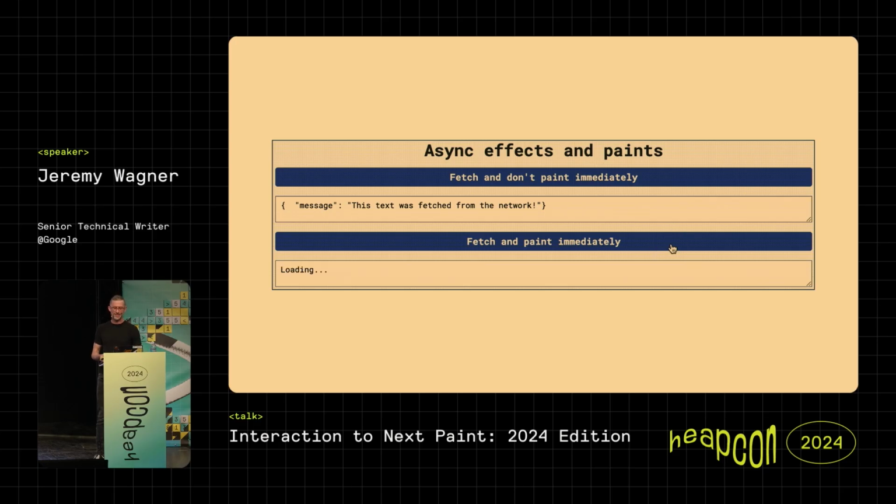The first one waits until the JSON arrives from the network before updating the text area. The second immediately writes a message to the text area before fetching the JSON from the network, and then updates the text area once the response arrives. So you might think one has lower interaction latency than the other, but the fact is that they'd be roughly the same as far as INP is concerned.